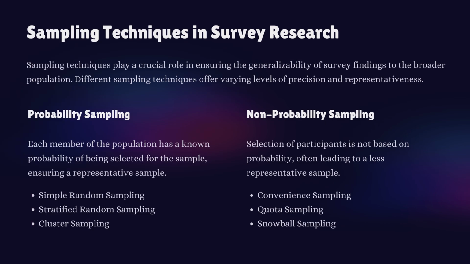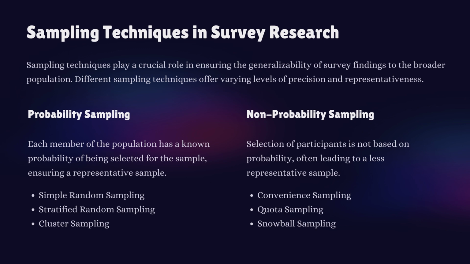Sampling techniques in survey research. Probability sampling ensures a representative sample. For example, simple random sampling, selecting random individuals from a list. Stratified random sampling, dividing the population into subgroups and sampling each subgroup. Cluster sampling, dividing the population into clusters and randomly sampling clusters.